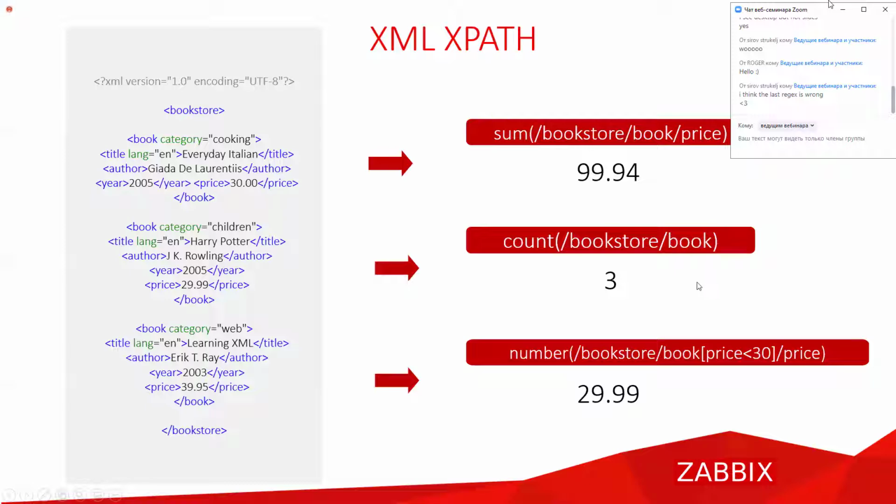Or the other way around, I want to count all the books in the bookstore. So I want to count them. And 1, 2, 3 books, and Zabbix would return 3. And with the number, we would look for a specific number. In this case, I want to know if there is a price below 30 for a book in the bookstore. And then it would find the only price, in our case, the $29.99, and would store this value specifically in the database. So nothing too hard here.